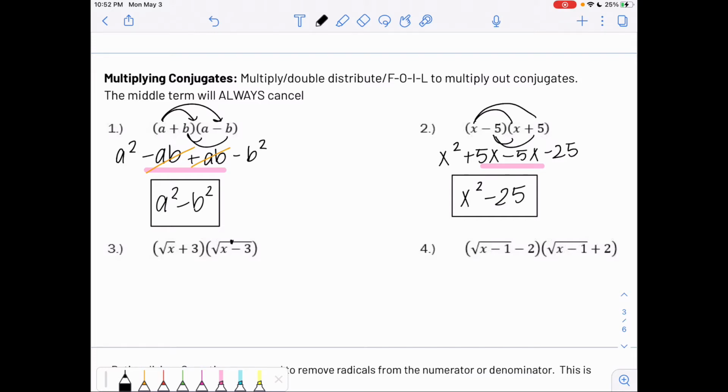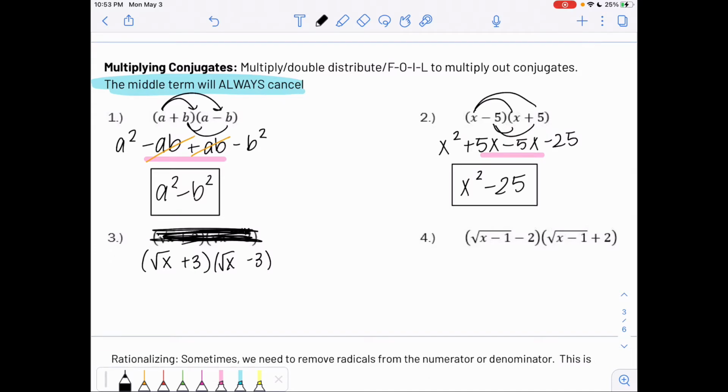Again, this should be just the square root of x minus 3. Sorry, typo, and I'm too lazy to redo it and re-record this video, so you get what you get. So I'm just going to rewrite this: square root of x plus 3 and square root of x minus 3. That's what the problem should be. Okay, so let's go ahead and multiply these out. We know that our middle term is always going to cancel. We literally just showed that, so I'm not going to worry about the middle term. I'm just going to take the square root of x times the square root of x, which becomes just an x, and then positive 3 times negative 3 is minus 9. X minus 9, that's it.